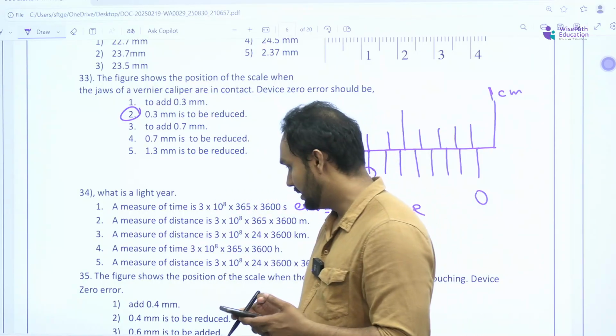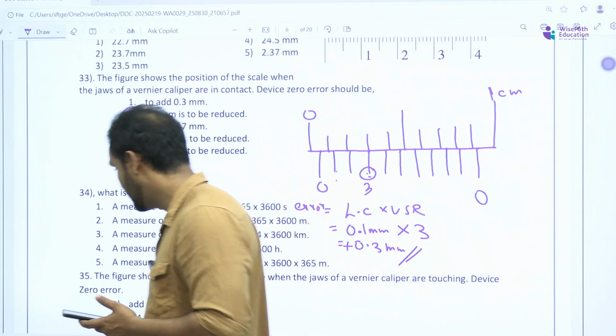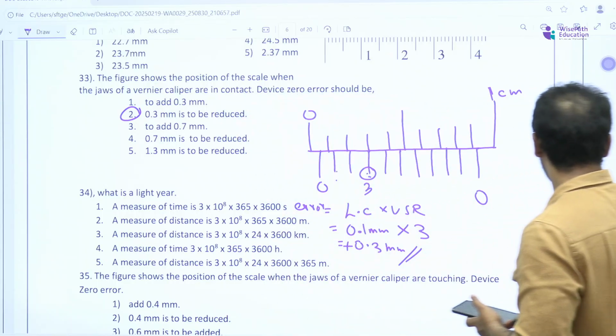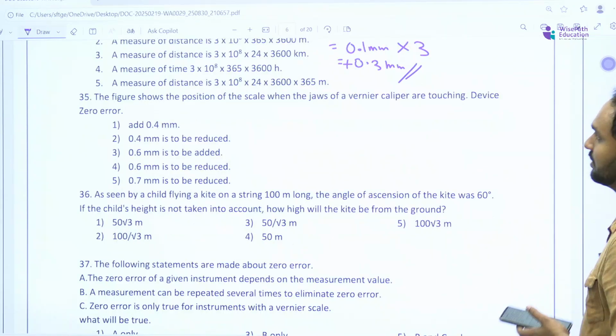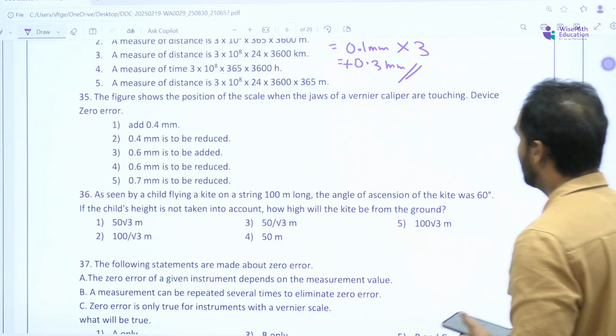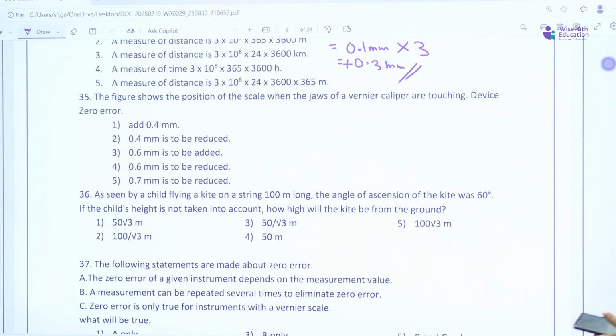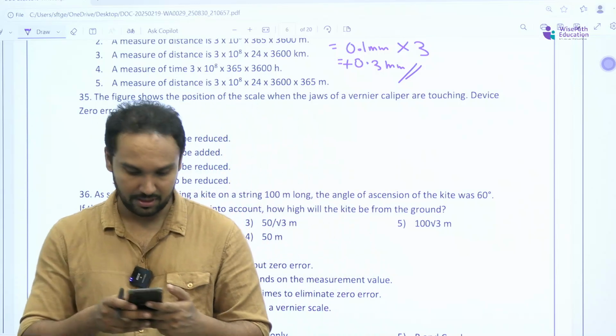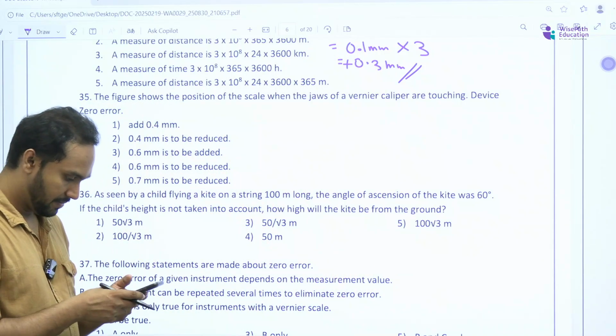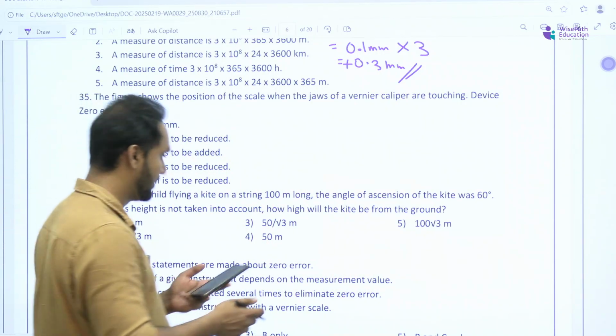Right. So the next question is 35. Come to question number 35. The figure shows a position of the scale where the jaws of a vernier caliper are touching. They are asking for the device 0 error. That is question number 35. So this is the diagram, right?